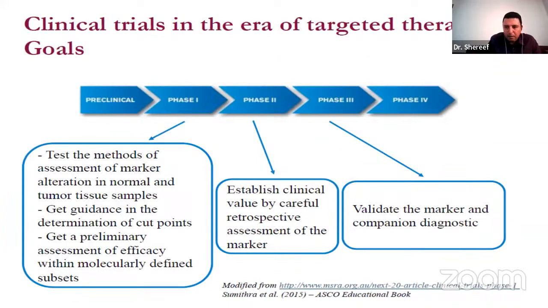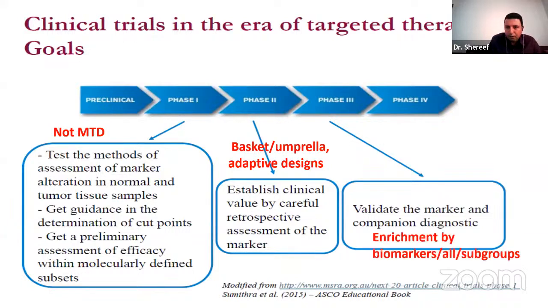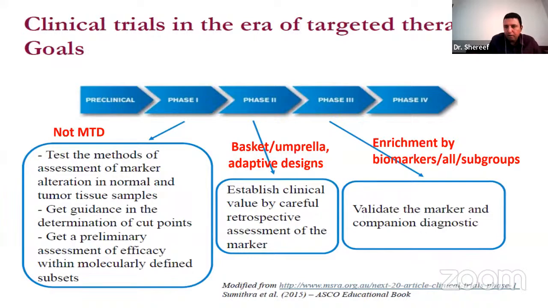So again, basically, the steps of testing a new medication in the era of precision medicine are the same: phase 1, 2, 3, 4. However, we have some differences. In phase 1, the dose selected is not essentially the maximum tolerated dose, and you need to develop the companion diagnostic from the start. In phase 2, you have basket and umbrella trial designs, and sometimes you have adaptive clinical trials. And in phase 3, you need to have enrichment by biomarkers, either testing all comers or excluding patients without the biomarker from the start, and you will choose a proper design according to the situation.